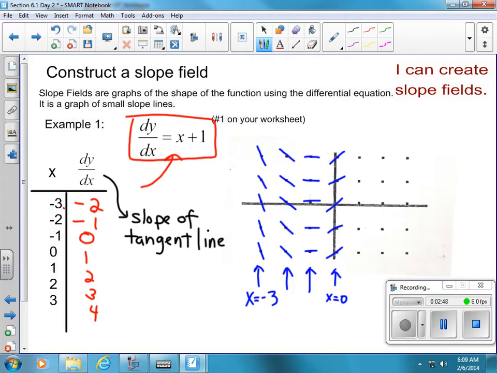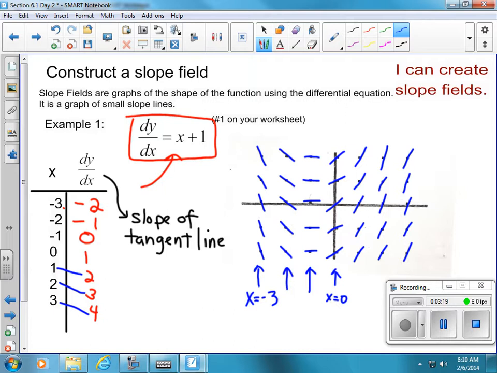Now at 1, 2, and 3, our slope is going to get closer to vertical each time we draw it. So at x equals 1, let's draw a 2 slope. This is an estimate. A 3 slope. And then a 4 slope. It's hard to tell the 3's from the 4's. Okay, that is a slope field. You have created a slope field.